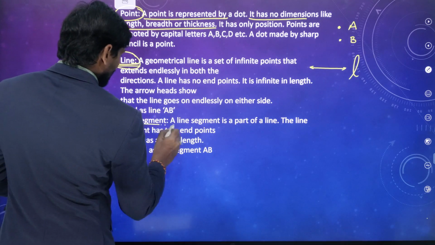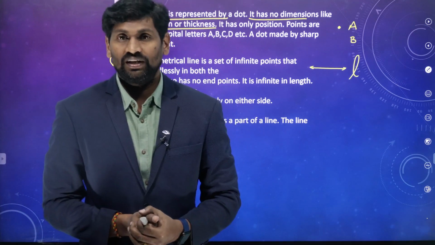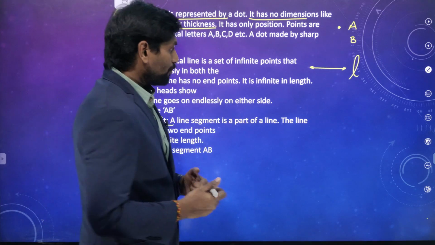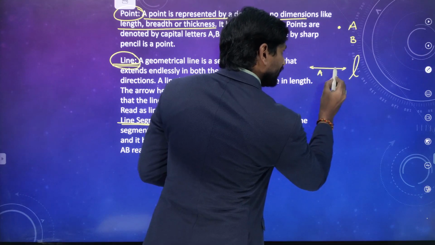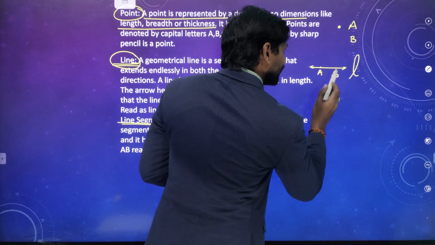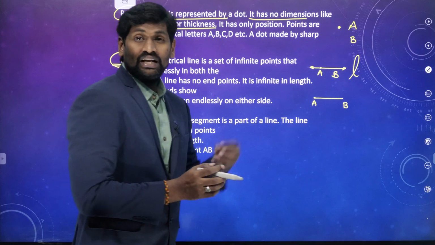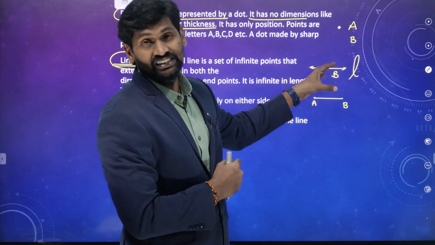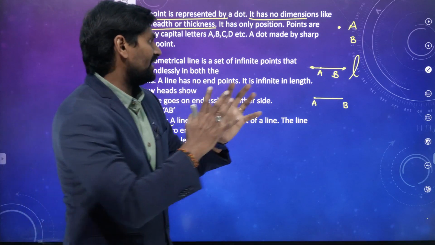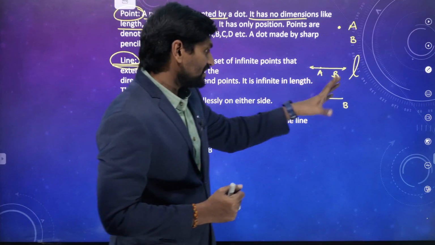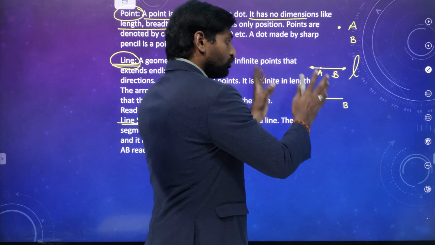Next, coming to the line segment. A line segment is one part of a line. That means from this line, I am choosing any two points like A and B. This part is called a line segment. Compared to a line, a line segment has endpoints. A line does not have any endpoints. Endpoint means there is no stop for the line. We can extend it in any direction like this. But a line segment is one part of a line and it has two endpoints.